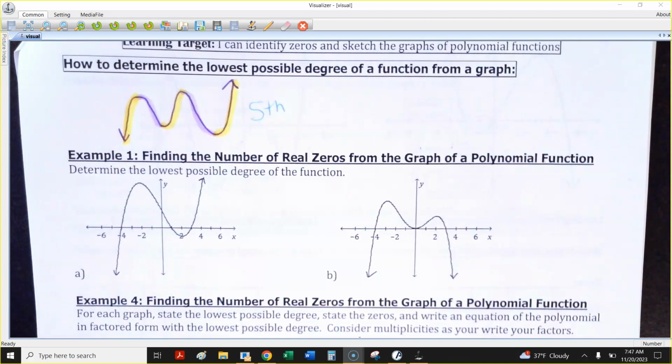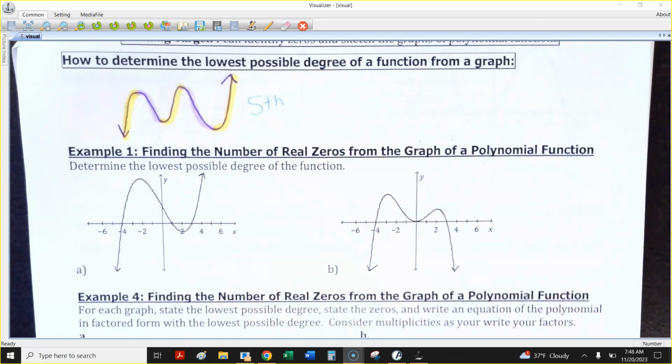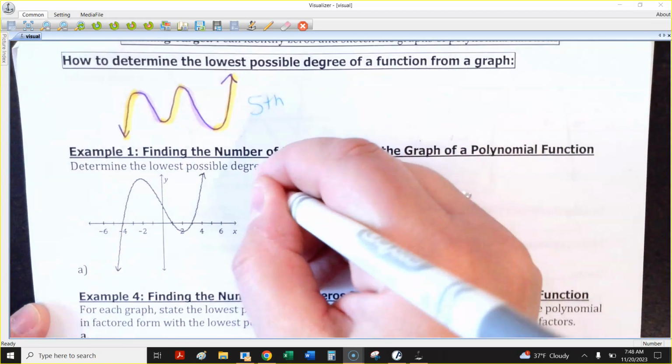I know it has to be odd, but there is a possibility if we had a bounce or something like that, maybe it's a 7th degree or maybe it's a 9th degree. But the lowest possible degree is what you're going to be asked to determine. So if I look at this graph right here, it doesn't ask you for the degree, but I'm just going to ask you, can you tell if this graph is even or odd? This has to be odd because we go opposite directions.